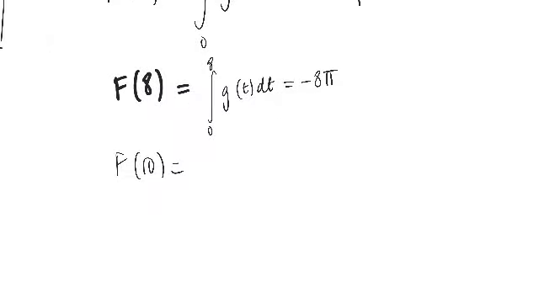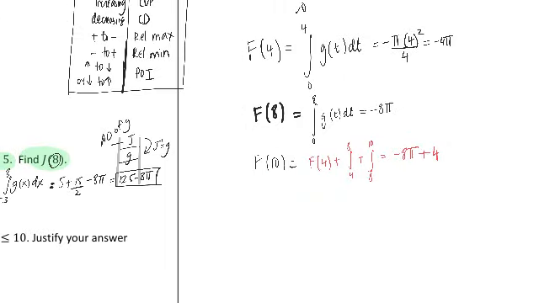So F of 10, you can think of F of 10 as basically the area until 4 plus the area from 4 to 8 plus the area from 8 to 10, right? And this is all going to add up to negative 8 pi plus 4, okay? That's my F of 10.